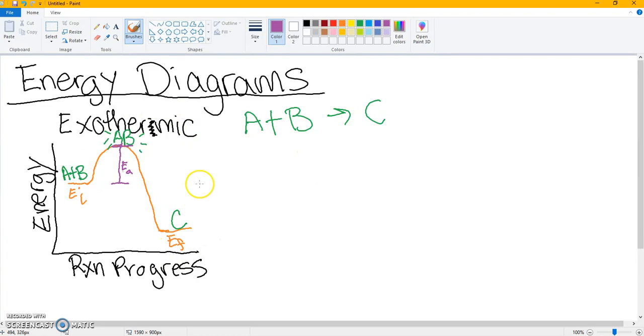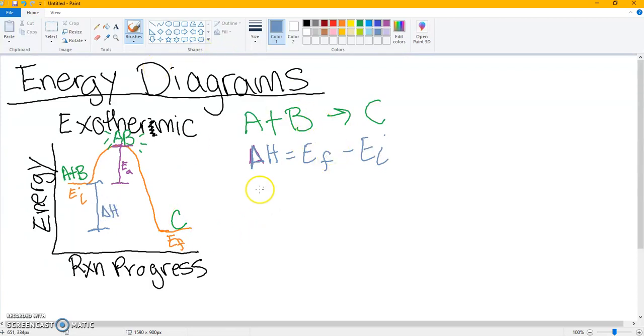Also on an energy diagram, I want to see what the enthalpy is. So when I look at the enthalpy, delta H equals E final minus E initial. So here's E final, here's E initial. So if I need to draw delta H, I'm going to draw it right here.